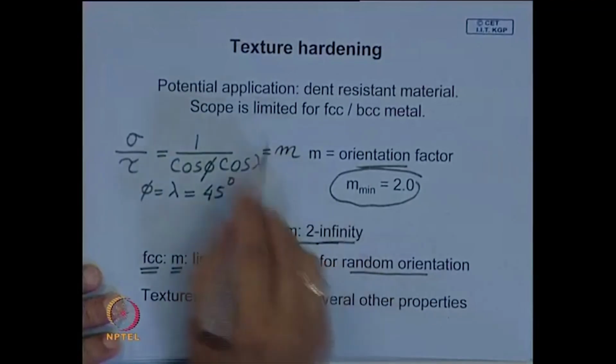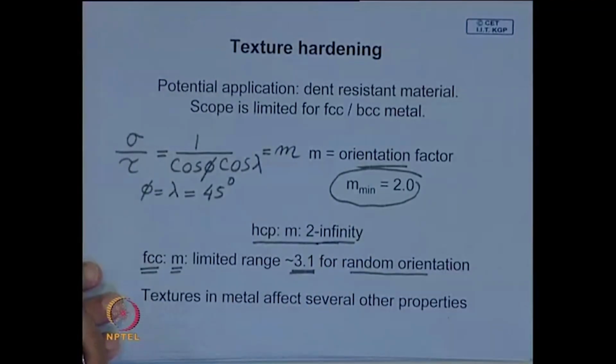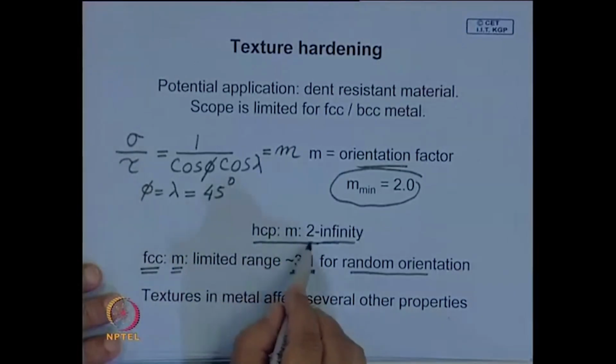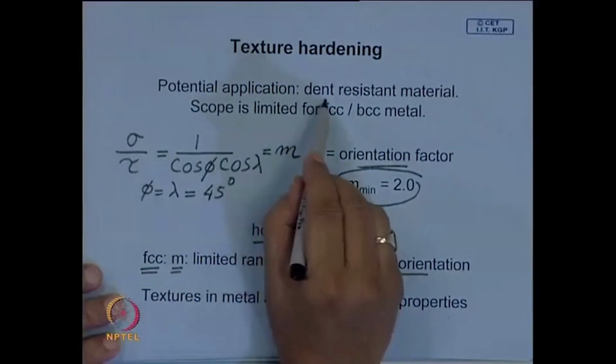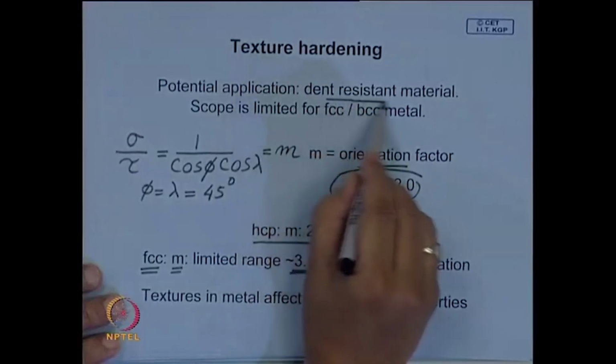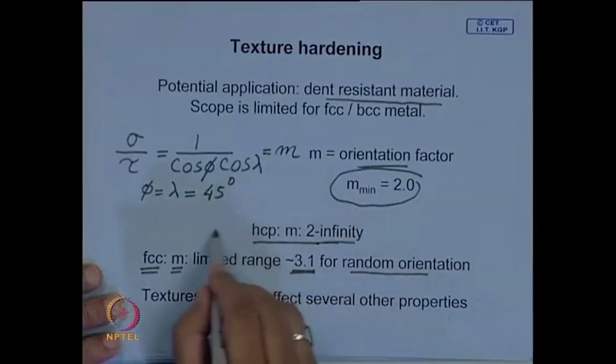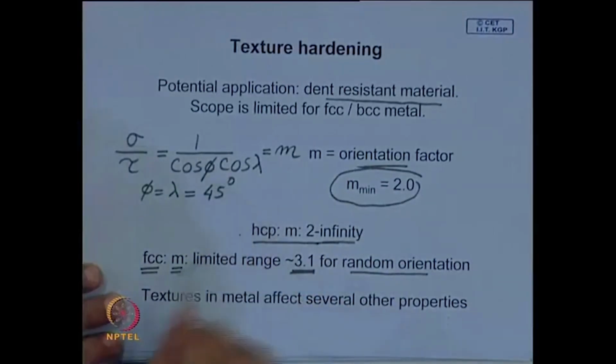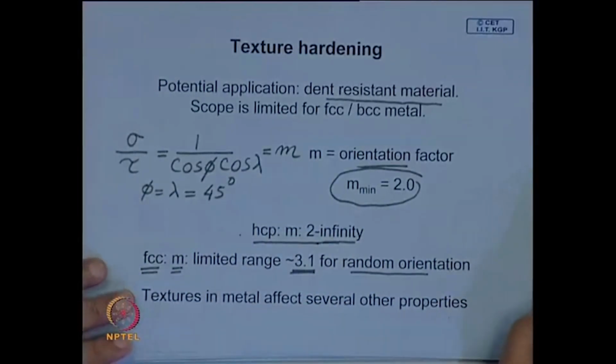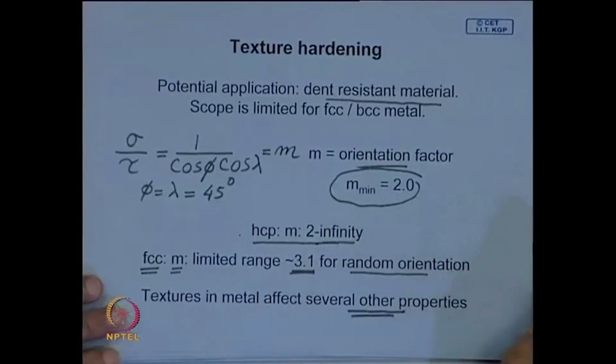So, if at all texture hardening is to be exploited, you have to look for hexagonal close packed structure, and possibly ideal hexagonal close packed structure. Only there is it possible. Say if you want a dent resistant material, you develop a texture so that it is dent resistant. That will be possible only if the material has hexagonal close packed structure. So, textures in metals nevertheless affect several other properties which are worth exploiting, and we will see how this is done.